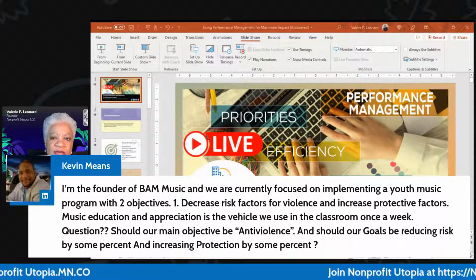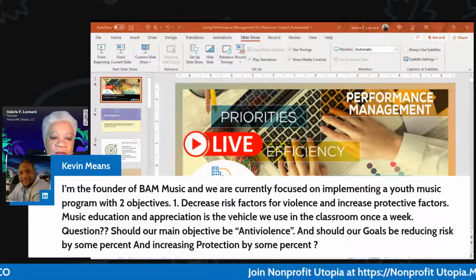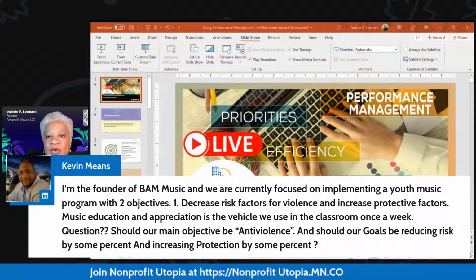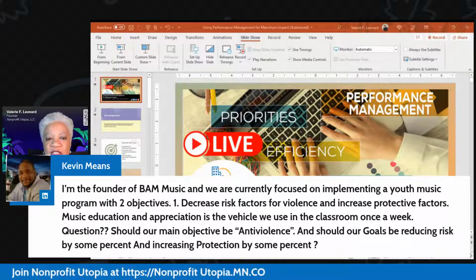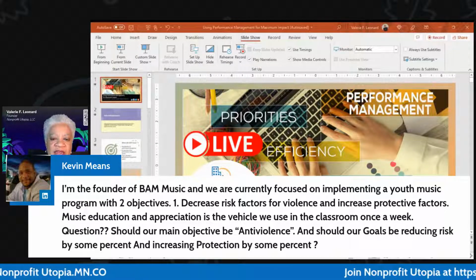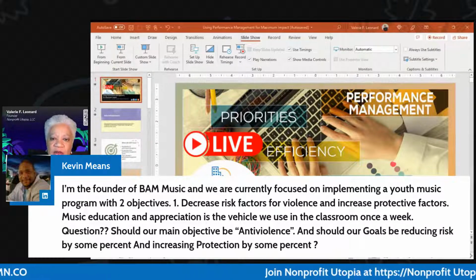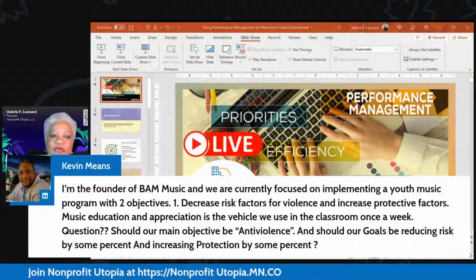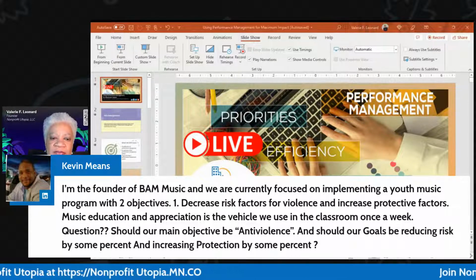But that's a wonderful, wonderful set of questions. And that's exactly why we do performance measurement. That's exactly why we parse hairs, trying to get at what point does program evaluation begin and end, and how is that different from performance management?